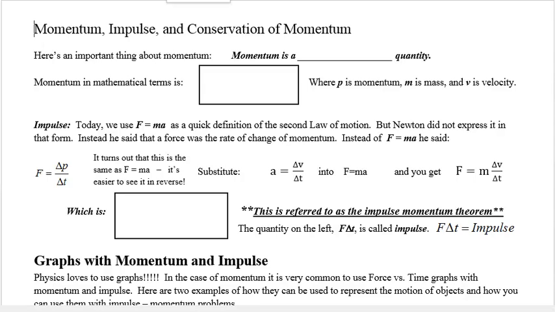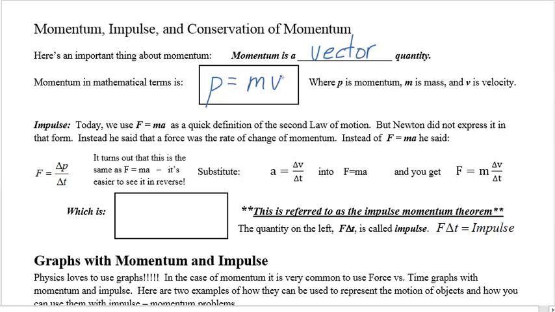These are the notes on momentum, impulse, and conservation of momentum that are extending into some more challenging problems. So just a quick review, right? Here's an important thing about momentum. Hopefully you already know that momentum is a vector quantity, because we were assigning direction with our velocity as far as plus or minus depending on the direction. And we already know the equation for momentum, just a quick reminder, p equals mv.